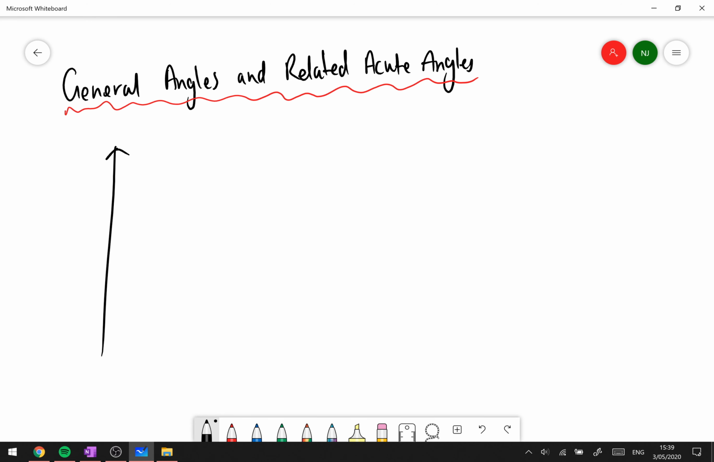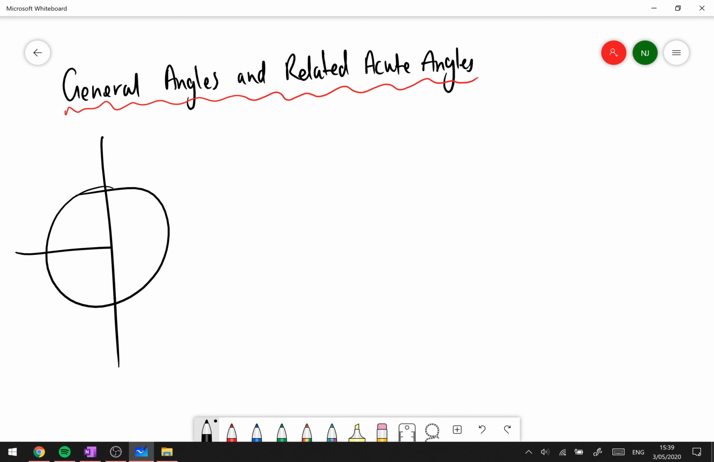Okay, so here is my circle. Actually, I'm going to do it this way. I'm going to start off by drawing a circle in a Cartesian plane. Okay. And we're going to talk about our little individual parts again.